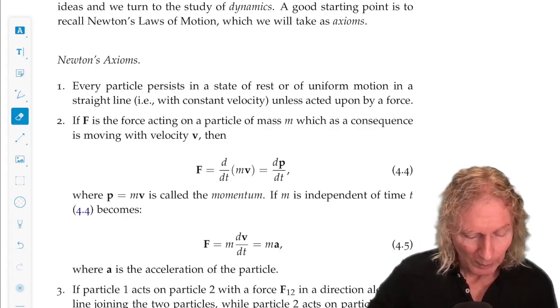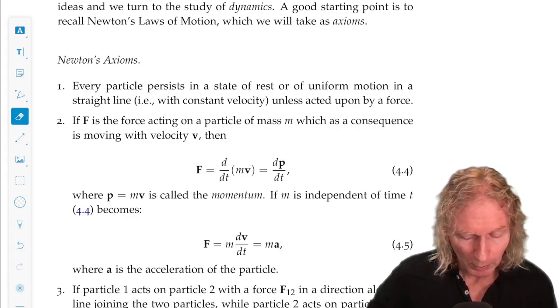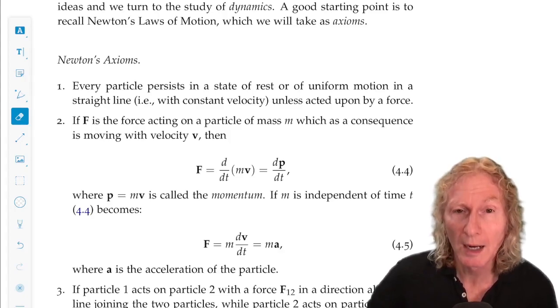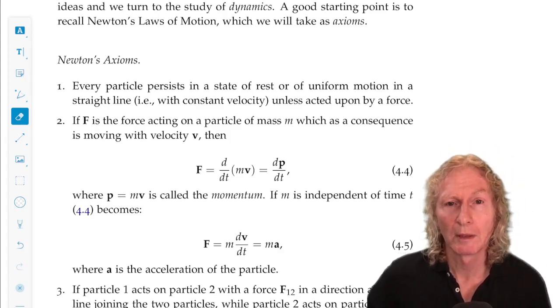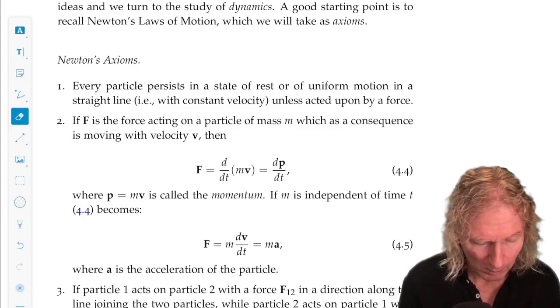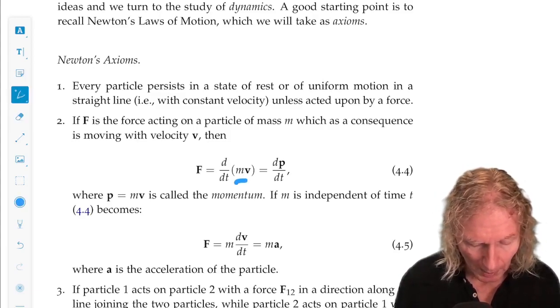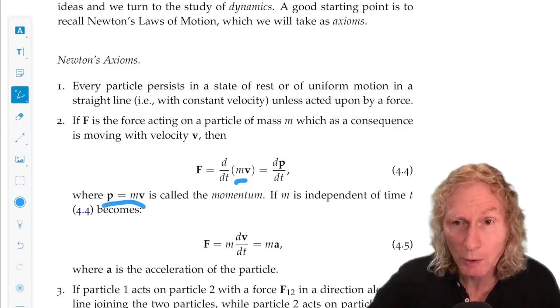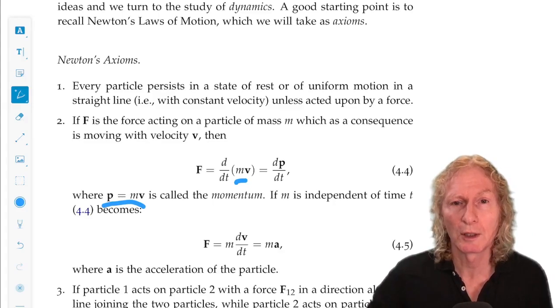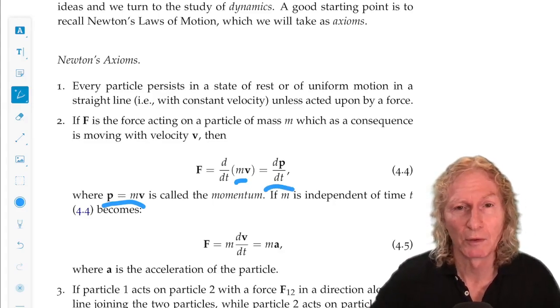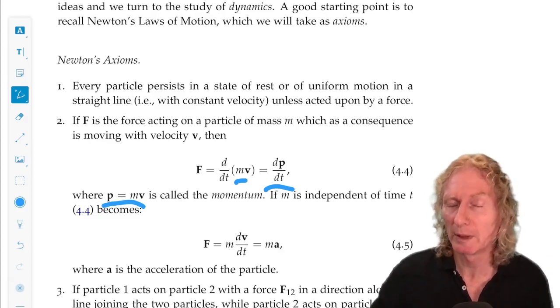Okay, number two. If F is a force acting on a particle of mass m, which as a consequence of moving with velocity v, then F is the time rate of change of the quantity mv. And mv is what we call the momentum. So the force is equal to the time rate of change of the momentum, dp/dt. If there's no force, the momentum is constant, but we'll get to that later.